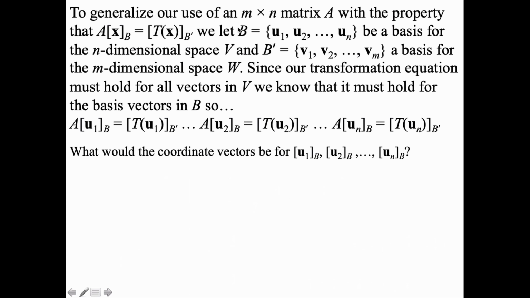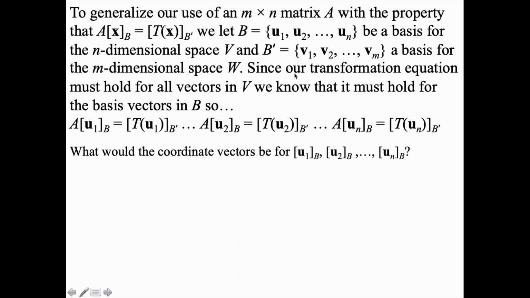So to generalize our use of an m by n matrix A with this property that matrix A times a given vector relative to basis B out pops a coordinate vector T of x relative to B prime, let B be a basis for an n-dimensional space. So here you have basis B, you have the basis vectors u1, u2, all the way to un, because we're in n-dimensional space. And we'll have basis B prime in m space, so there's v1, v2, all the way to vm, m of them, since we're in an m-dimensional space, W.